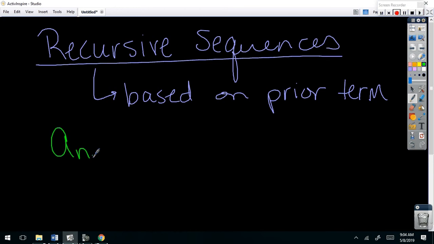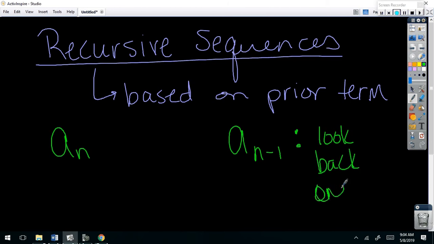When I write a sub n, I'm talking about a current term, a certain term. So if I write a sub n minus 1, what that means is look back one term, look back to the term before. Now, here's the key to recursive. You have to define initially your starting term, because if you're basing it on the term before, then you have to tell everybody where to start, right?